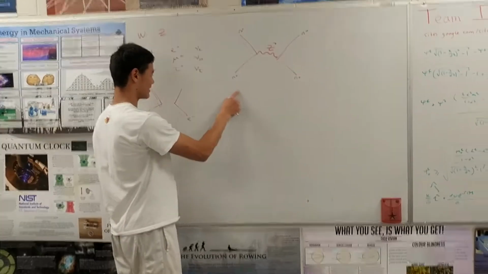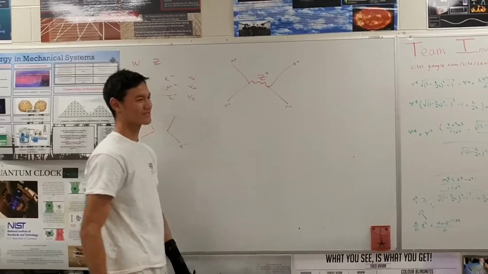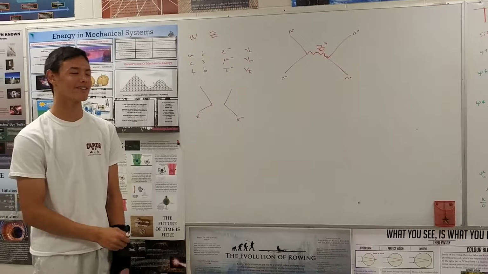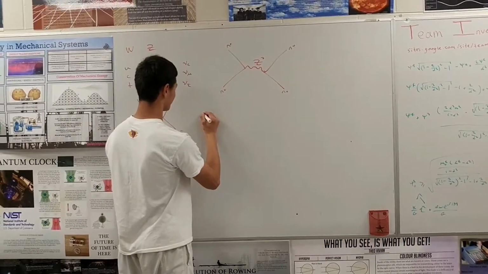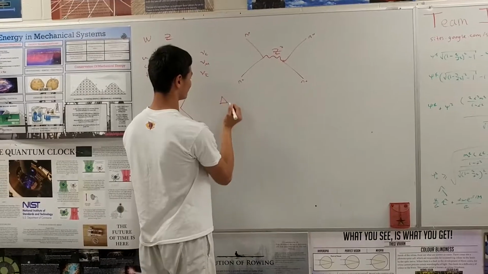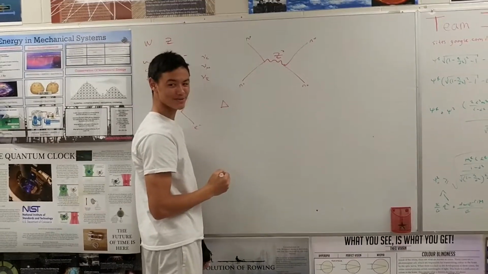So what happens, and what we might need to take into account when solving for the range, I'm not sure yet, is they borrow energy. So you guys have all heard of Heisenberg's uncertainty principle.